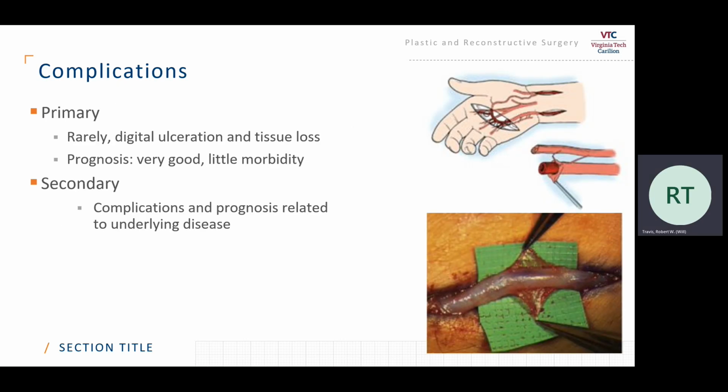Complications for primary Raynaud's are rare. Occasionally, you can see ulceration or tissue loss, but typically the prognosis is very good. With secondary Raynaud's, the complications and prognosis are related to the underlying disease. Raynaud's can be a marker for underlying disease that may lead to significant morbidity and mortality. So it's good to be aware of this.